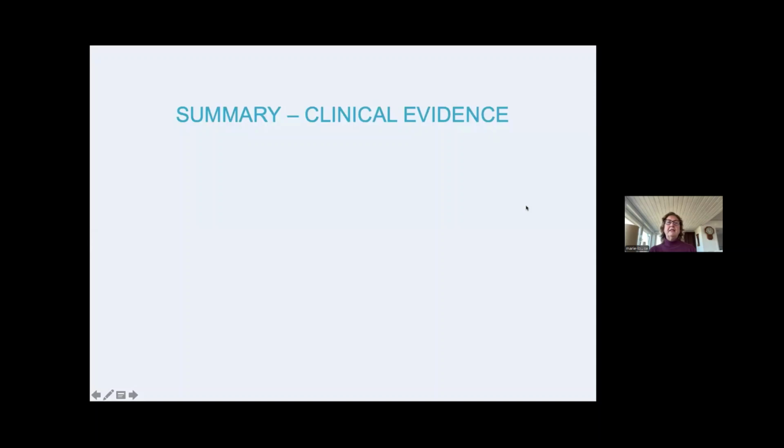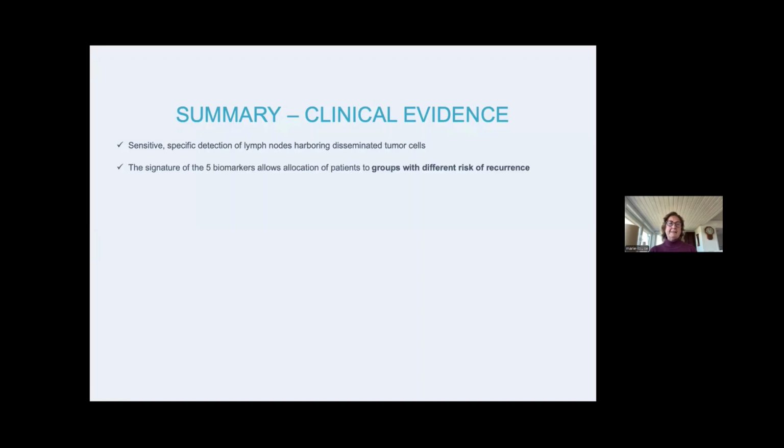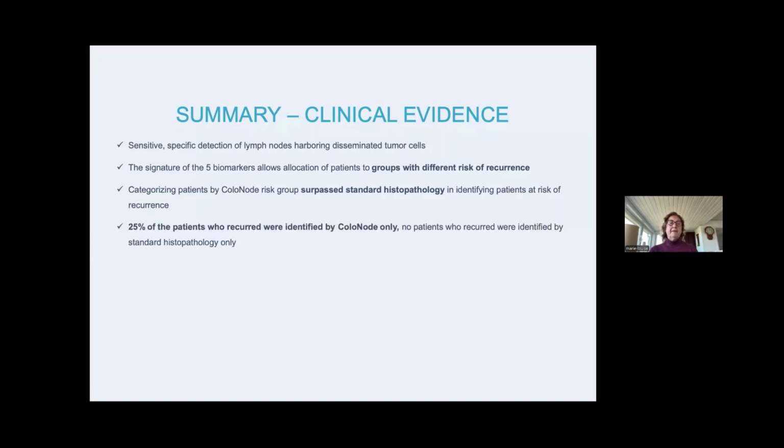So, a summary of clinical evidence. It is a sensitive and specific detection of lymph nodes harboring disseminated tumor cells. The signature of the 5 biomarkers allows allocation of patients to groups with different risk of recurrence. Categorizing patients by ColoNode risk group surpassed standard histopathology in identifying patients at risk of recurrence. 25% of the patients who recurred were identified by ColoNode only. No patients who recurred were identified by standard histopathology only.